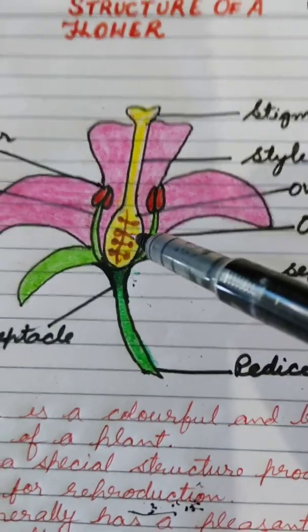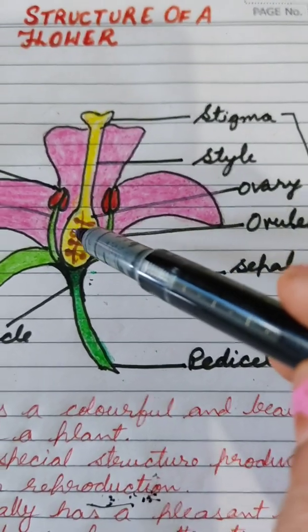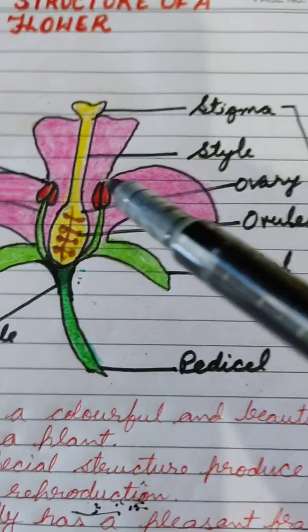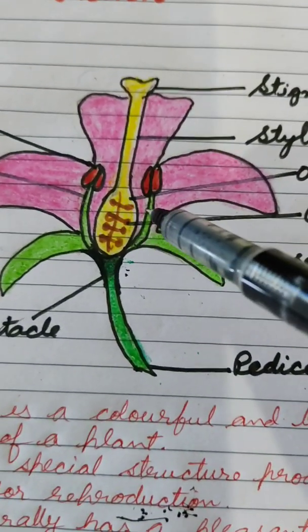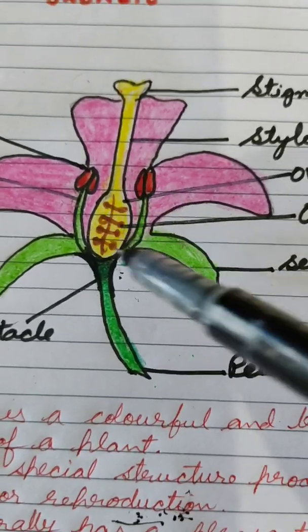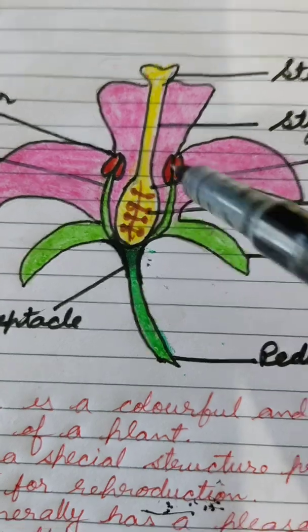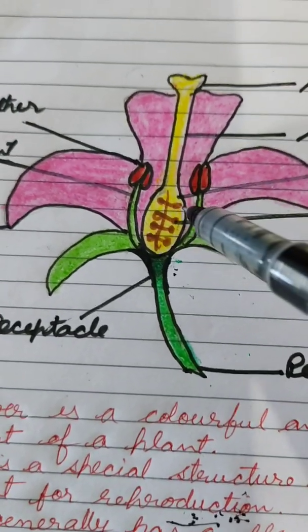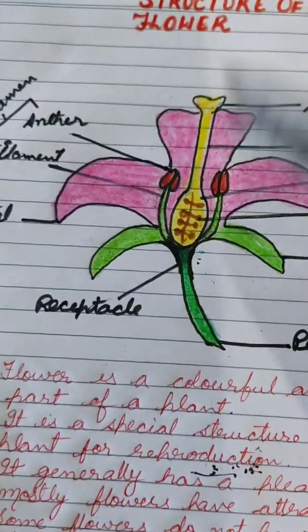And the style is the part of a pistil that connects the ovary with the stigma. And the ovary is the part where the ovules are produced, and ultimately the ovules change into the seed and the whole mature ovary turns into a fruit. So these are the parts of the flower.